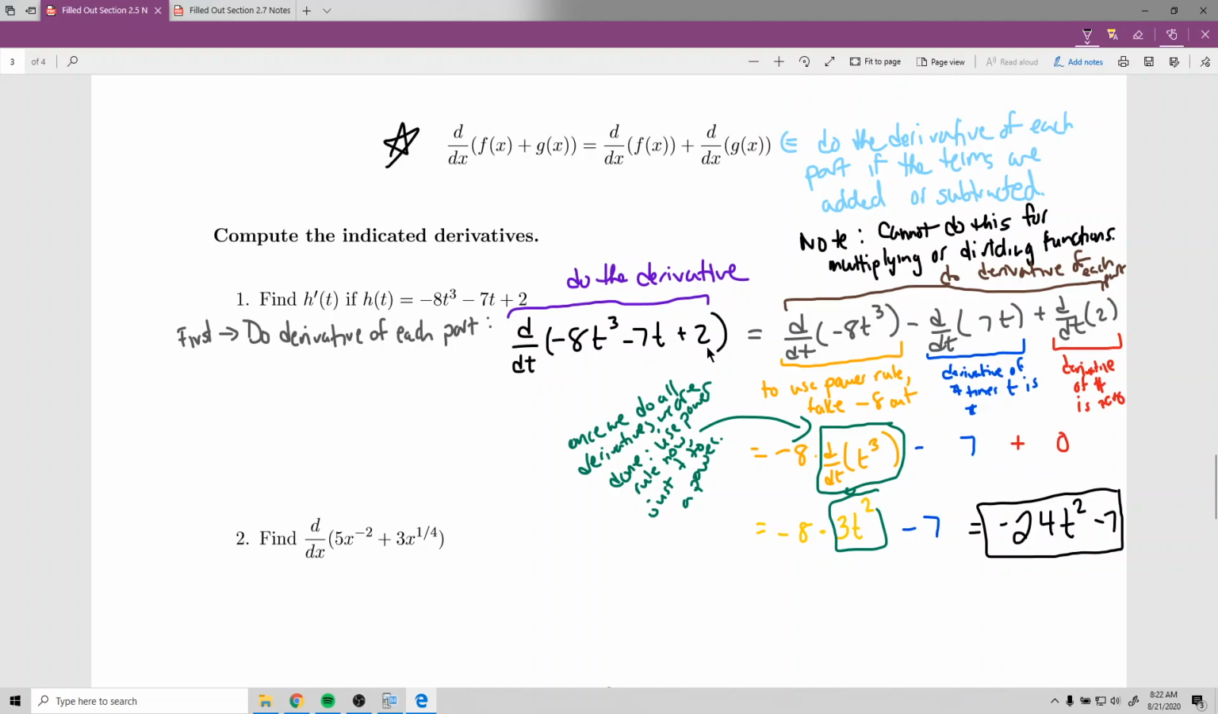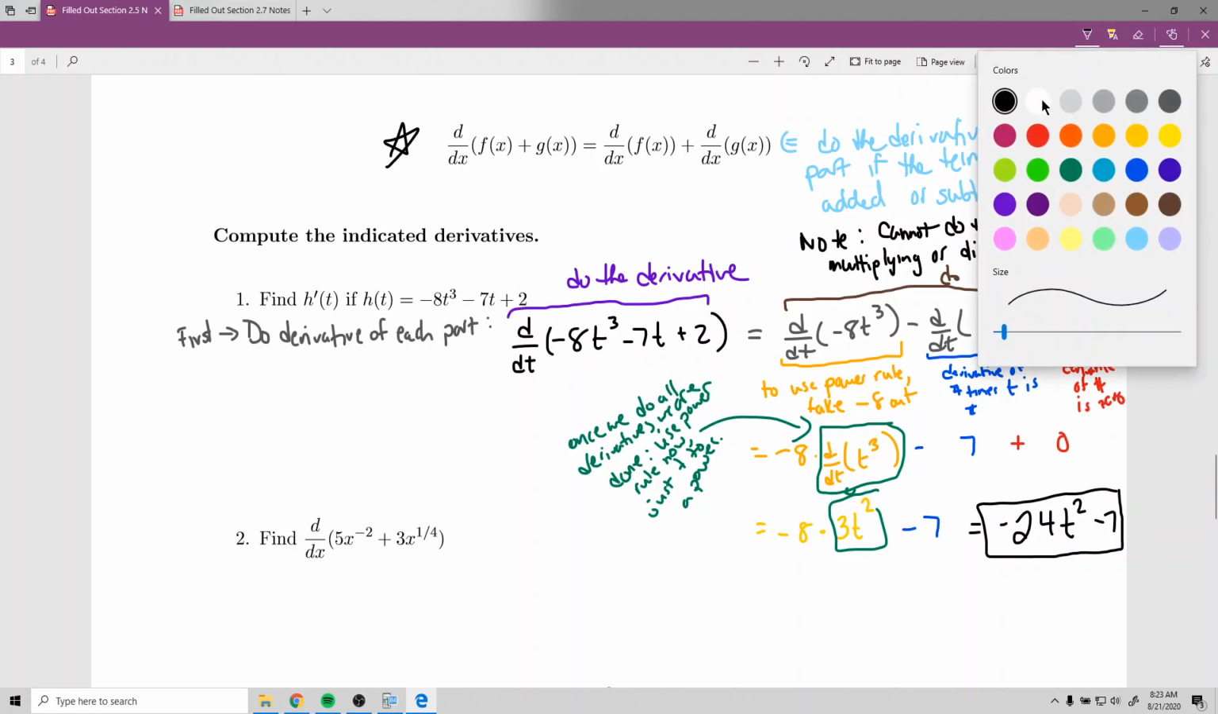Now, like I said, once you practice these, it really does take a lot of practice. That's why there's quite a few homework problems, but you'll start to see the pattern. One thing that I can point out now is that the -24 is because I know I'm going to bring that 3 down, so -8 times 3 would become the 24. The reason the power becomes 2 is because we subtract 1. The reason we have -7 is I know the derivative of this is just -7, and the number when I do the derivative just goes away.